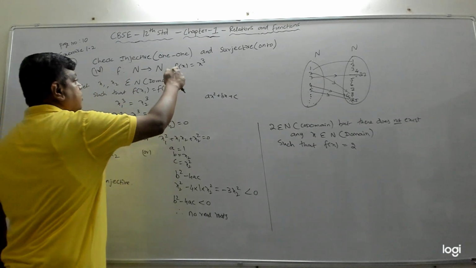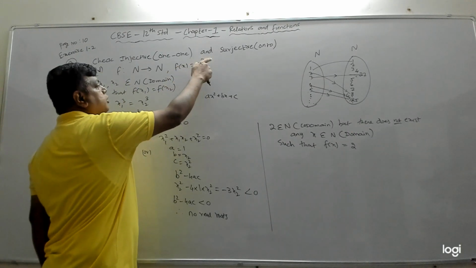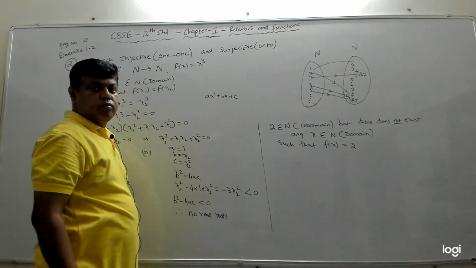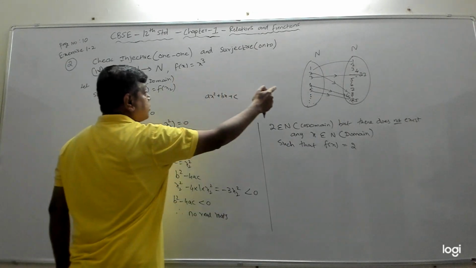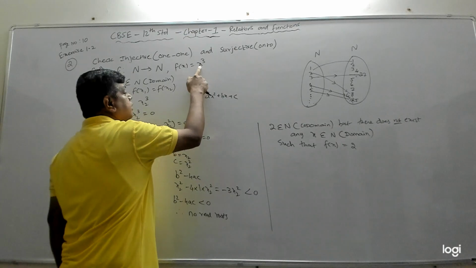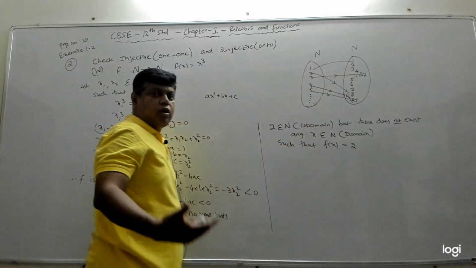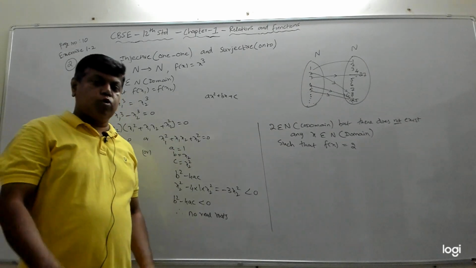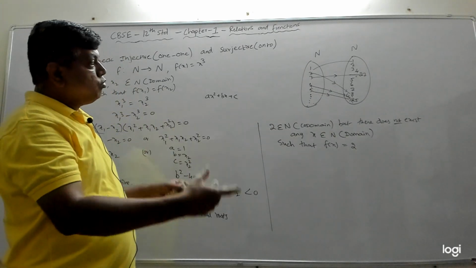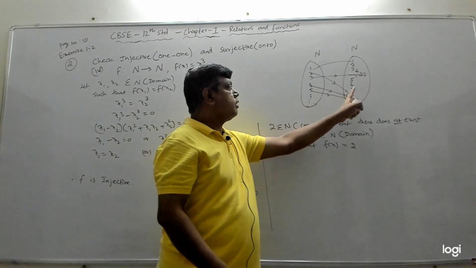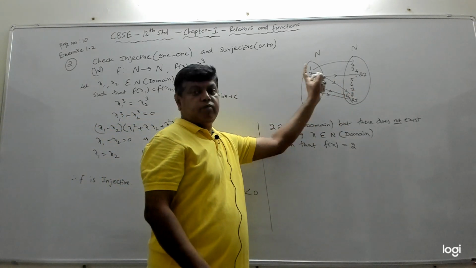If I put some value of x, I should get 2 here. x cube should be equal to 2, and that x should be a natural number. I have to put a natural number here such that the cube of the natural number is equal to 2. That's not possible. The cube of no natural number will give you 2, 3, 4, or even 5, 6, or 7. The next number we can get is 8.